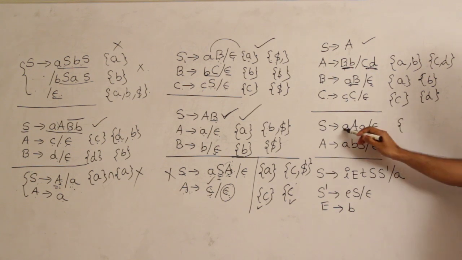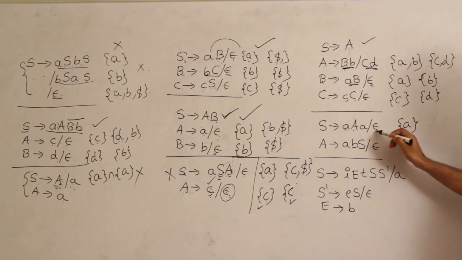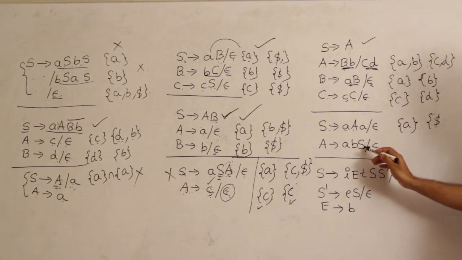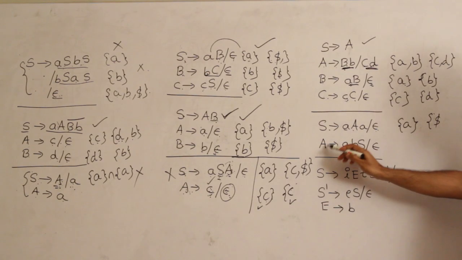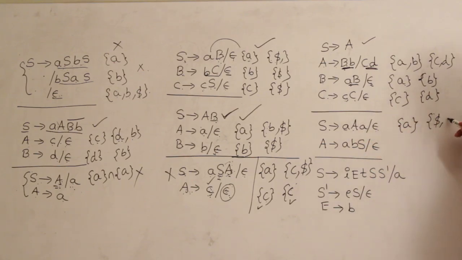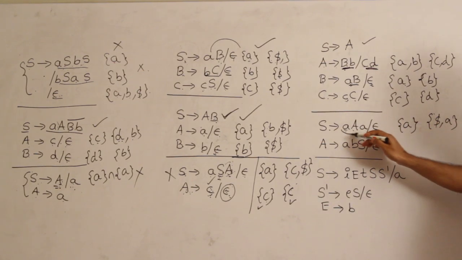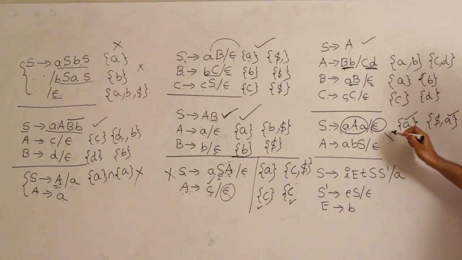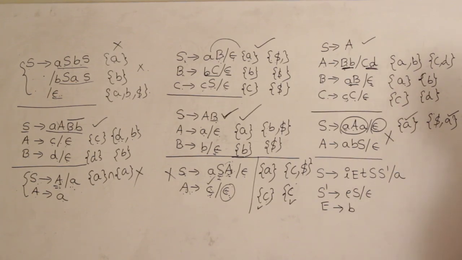What about this one? This one has to be placed under small a, and this one has to be placed under follow of S. What is follow of S? Dollar. And what is follow of S? Follow of S is follow of A. Follow of A is small a. Check this. This production has to be placed under A, and this production also has to be placed under A. Therefore, there are multiple entries. This grammar is not LL1.